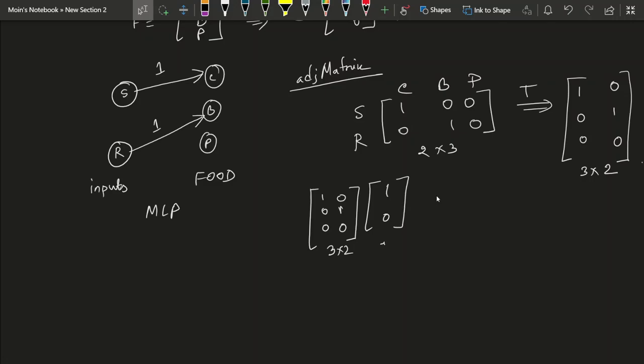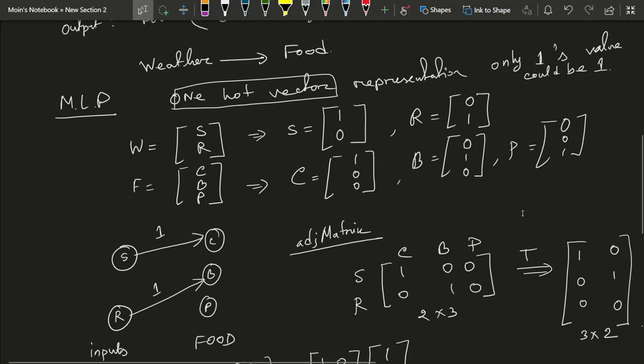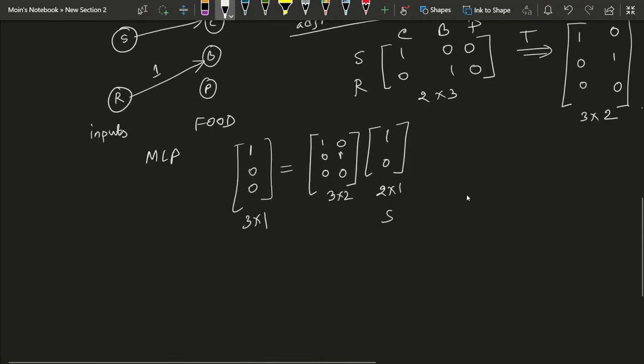If we take an example of this 2 into 1 matrix, its value is sunny. So then there will be a value generated. This matrix multiplication will produce a 3 into 1 matrix. The value will be 1 0 multiplied with 1 0, which will produce a 1, and the others will produce a 0. So this value is actually representing the chicken. Let's revisit 100. It is actually referring to a chicken. So the output is chicken. So the mapping is being done with the help of matrix multiplication.